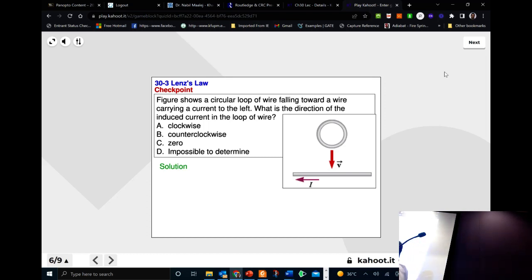So here we have a circular loop of wire falling towards a wire carrying a current. So this is a wire carrying a current. This loop is falling towards it. What is the direction of the induced current in the loop of wire? The induced current here, is it clockwise, counterclockwise, zero, or impossible to determine? So I'll give you time to think about this.